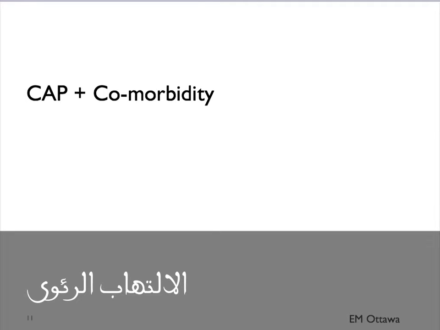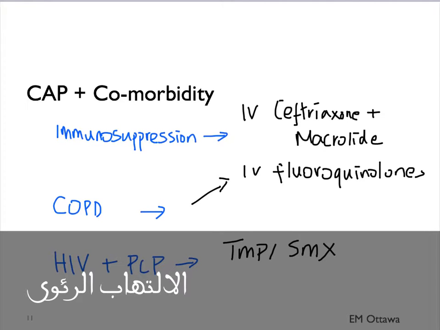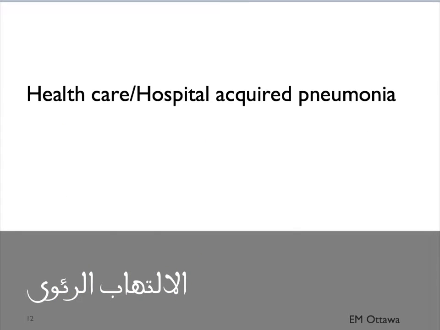What about the community-acquired pneumonia patient with a comorbidity? If their comorbidity is general immunosuppression, then the IV form of antibiotics that we just talked about, i.e. fluoroquinolones or ceftriaxone plus macrolides, would be good choices. In the patients with COPD, the same regimen would also work. In patients with HIV that we're worried about PCP pneumonia, trimethoprim sulfamethoxazole is a good choice. In patients who have an aspiration pneumonia, we want to target anaerobes. Clindamycin is often used.